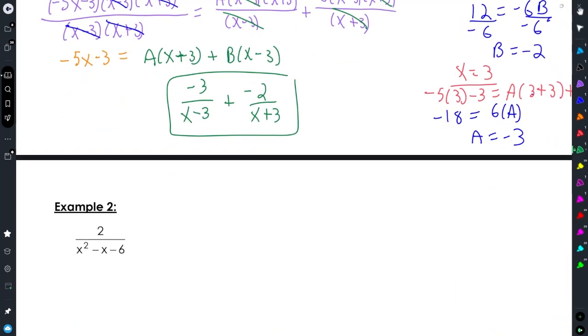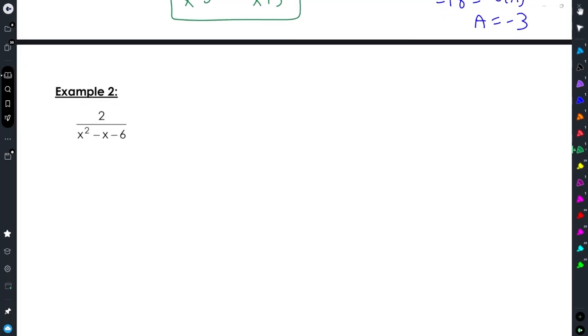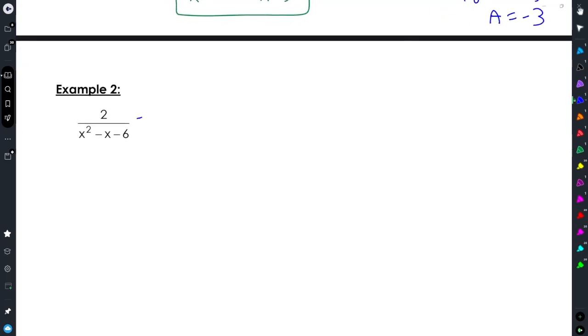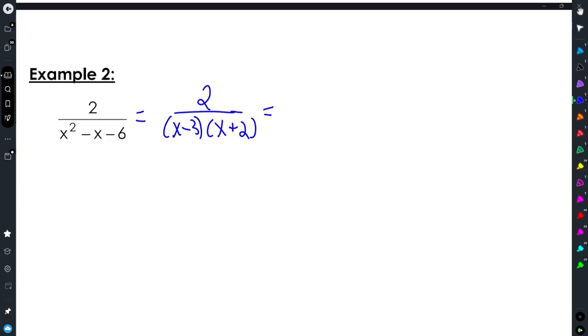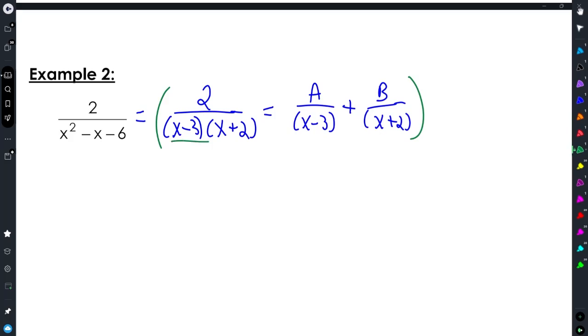Now, example number 2, all right, let's start by factoring. So it's going to be 2 over (x minus 3)(x plus 2), and this is going to equal A over x minus 3 plus B over x plus 2. Now we're going to multiply everything by the LCD, which is generally going to be the denominator of the original fraction. So (x minus 3)(x plus 2).